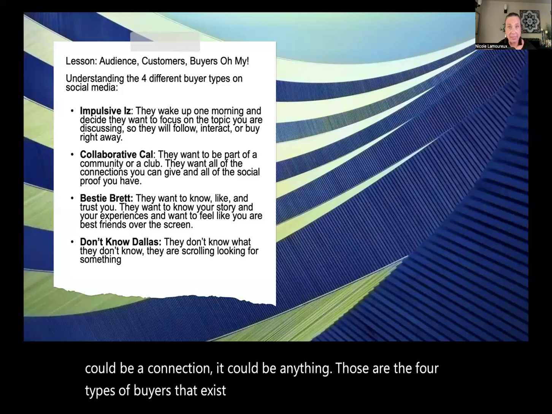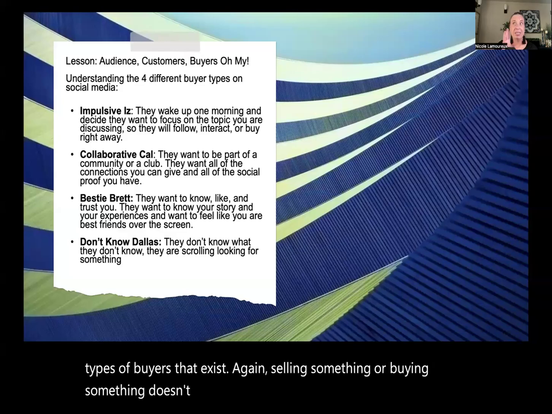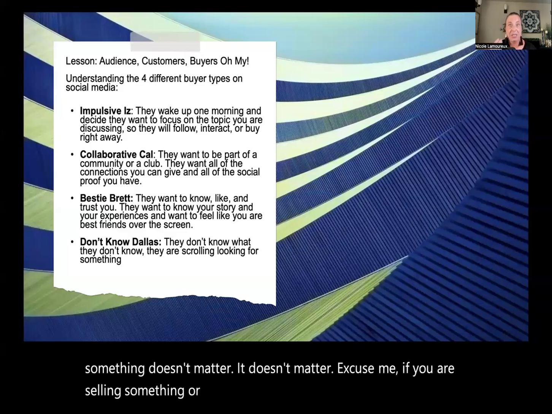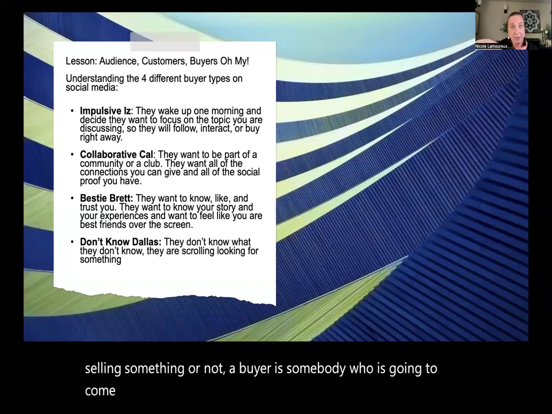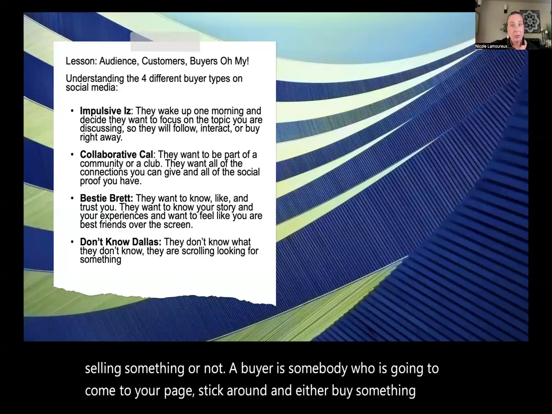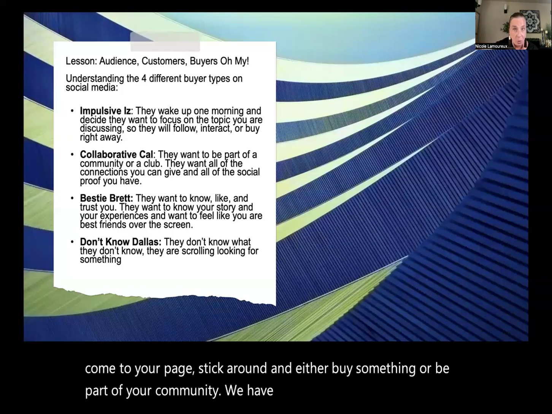Again, it doesn't matter if you are selling something or not. A buyer is somebody who is going to come to your page, stick around, and either buy something or be part of your community. We have to speak to all 4 of those different buyers.